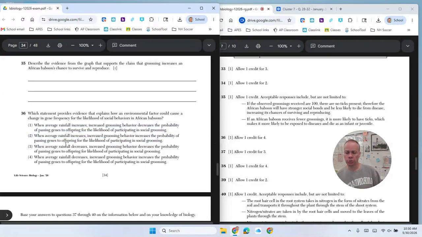So now we're choosing between 3 and 4. When average rainfall decreases, increased grooming decreases the probability of passing genes, or when rainfall decreases, increased grooming increases the probability. Okay, choice 4 is correct. When there's less rainfall, there are more ticks. So therefore, increased grooming increases the probability of passing genes. Choice 4. Took me a second there, sorry. So plus 1 if you got question 36 right, and that wraps up this cluster.